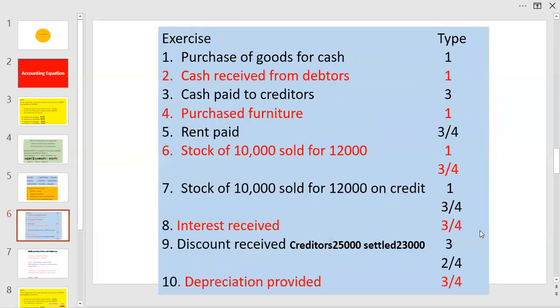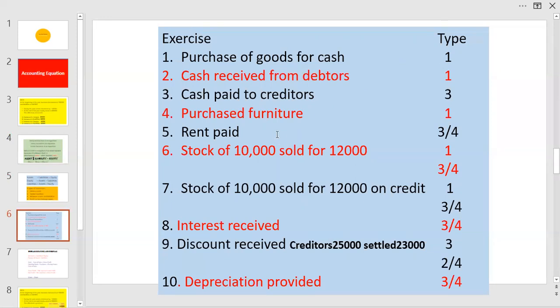Just to test this, we will go through these exercises. First one, purchase of goods for cash. One asset goes up, other one comes down. Inventory goes up, cash comes down. Second one, cash received from debtors. One asset goes up, cash goes up, debtors, another asset comes down. Third one, cash paid to creditors. Cash comes down, asset comes down, creditors, liabilities comes down. Purchased furniture, fixed assets, an asset goes up, cash, an asset comes down.